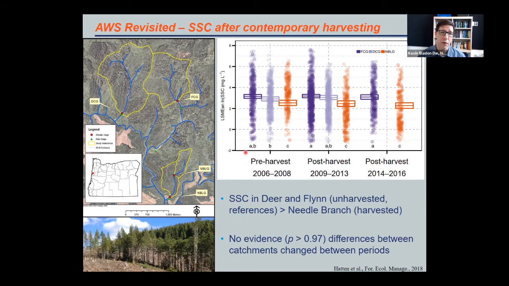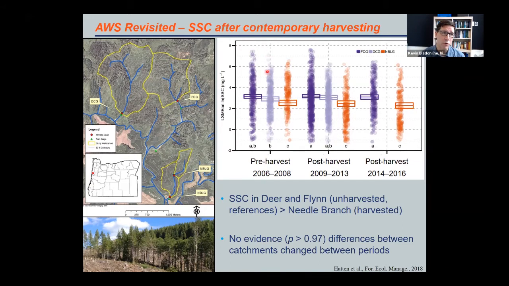On the x is the pre-harvest calibration period. Here's the first post-harvest period where the upper portion of Needle Branch was harvested, and then the second post-harvest period where the lower portion was harvested. This dark purple is Flynn Creek, the reference watershed. This has remained unharvested since that early study in the early 60s.